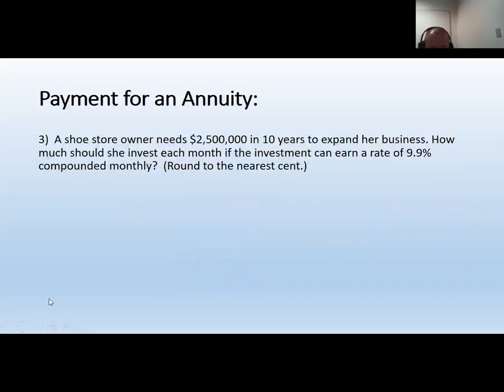Here's the next problem. This says a shoe store owner needs $2,500,000 in 10 years to expand her business. How much should she invest each month if the investment can earn a rate of 9.9% compounded monthly? So this problem is an annuity. It's going to be a future value of an annuity, because an annuity has a series of payments, not just a one-time investment, but a series of payments.